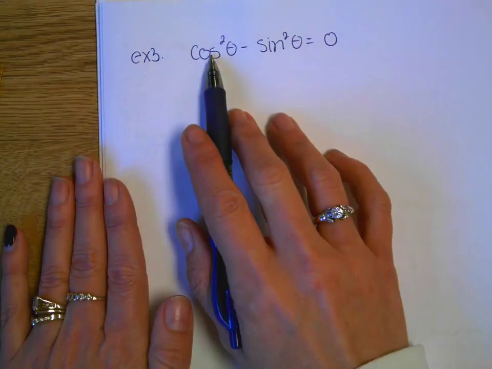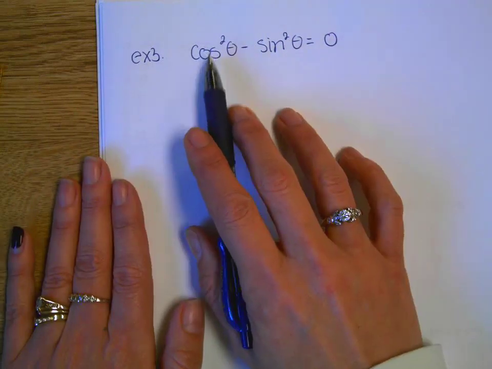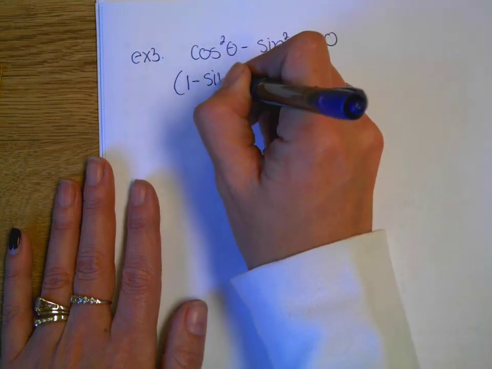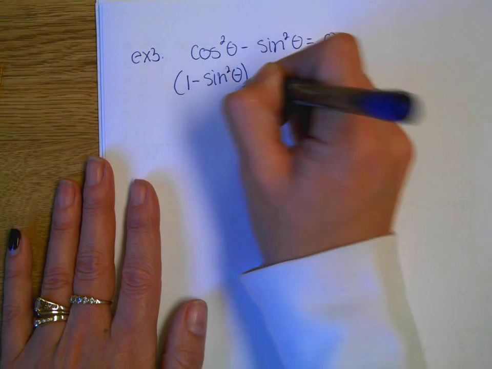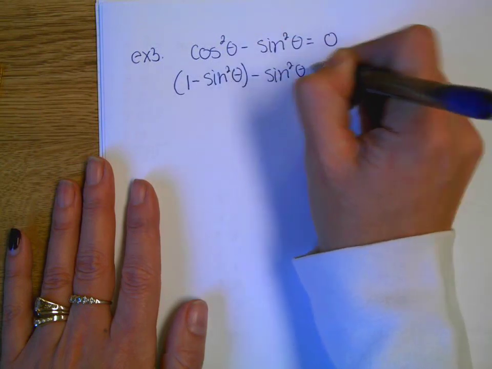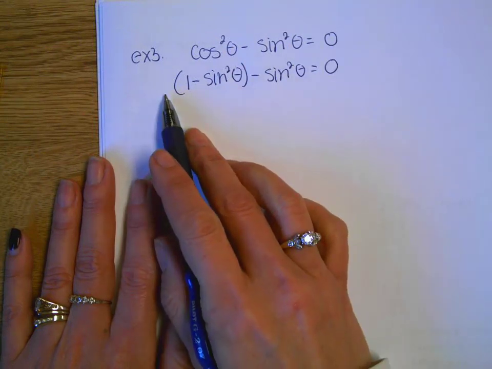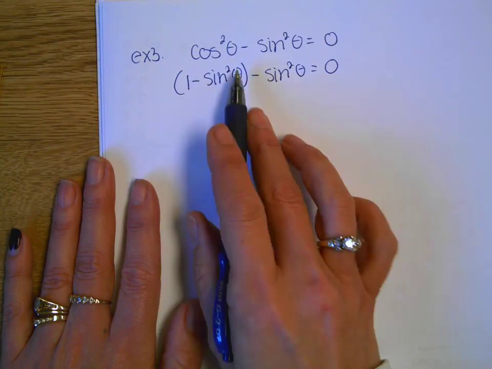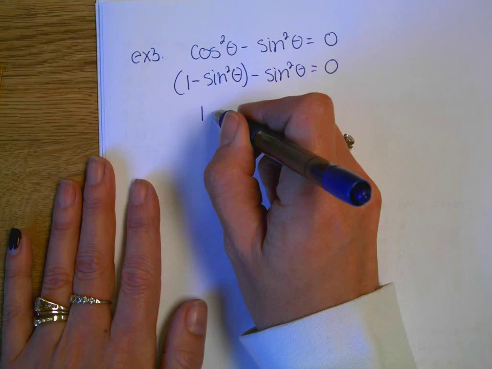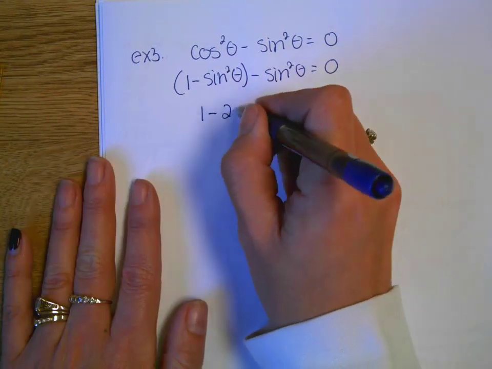So we can either replace the cosine squared or we can replace the sine squared. It doesn't matter. Do the cosine, because that's out in front. What does cosine squared equal? 1 minus sine squared. I'm going to put it in parentheses just to keep the habit. Then I've got a minus sine squared equals 0. But what's out in front of my parentheses this time? A positive 1. So I can just drop the parentheses. So I'll have 1. What happens to my sine squared? Minus 2 sine squared.